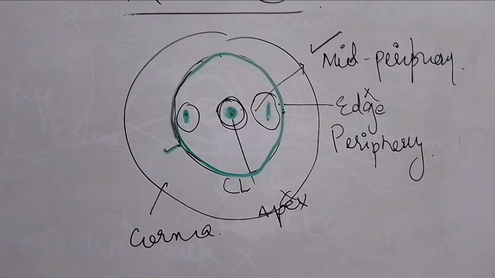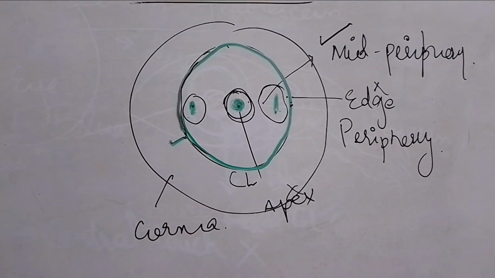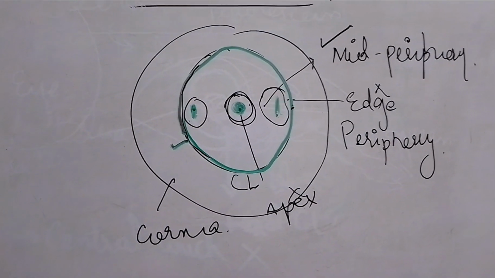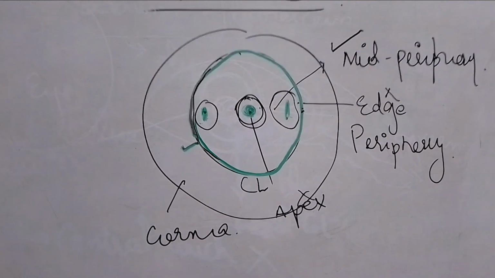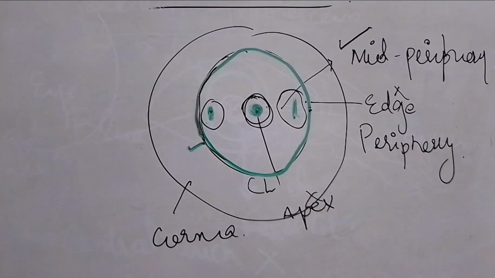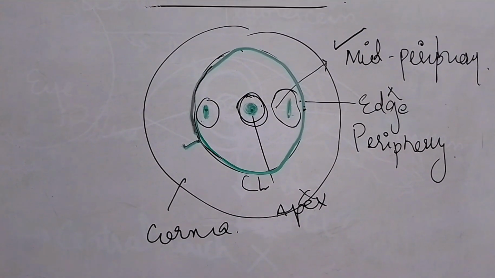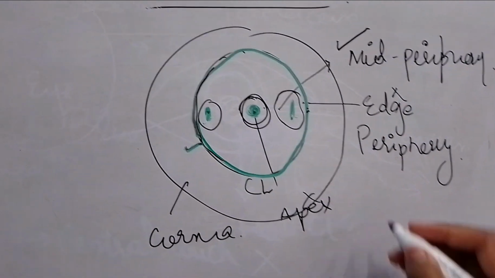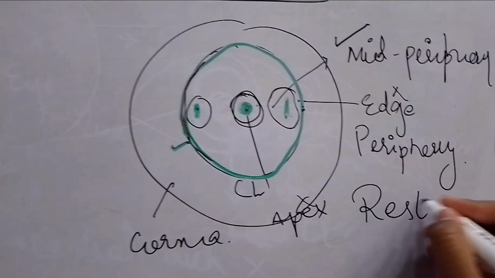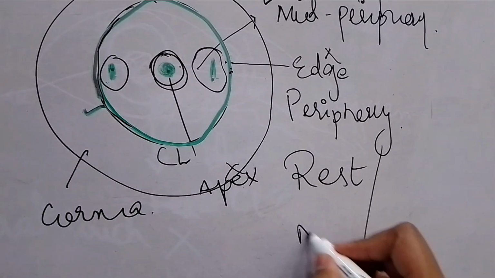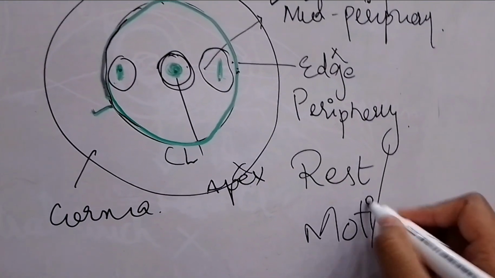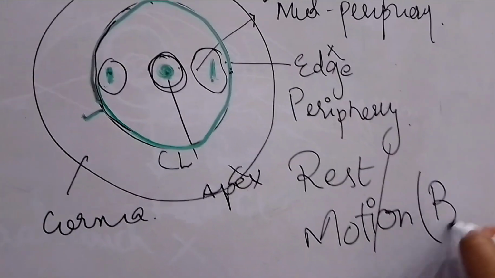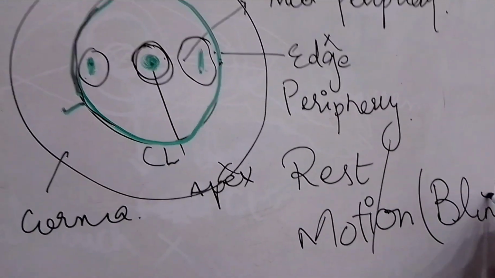Now how do you observe the fluorescein pattern? You observe it while asking the patient to not blink, right? First you will see the contact lens position at rest, and then you are going to see the contact lens position in motion, or you can say just after the blink.